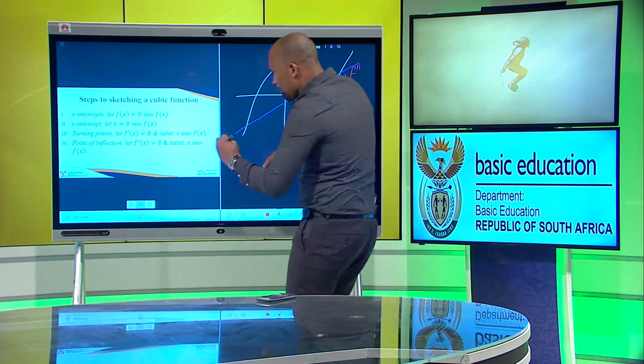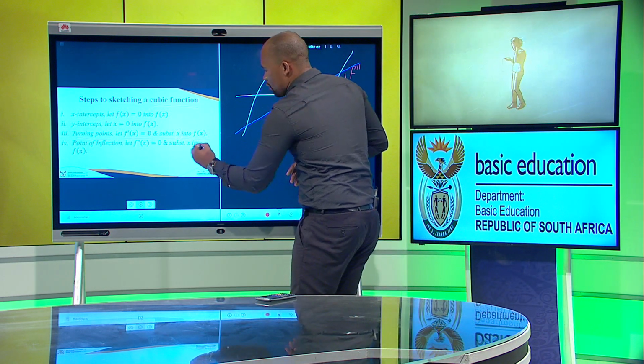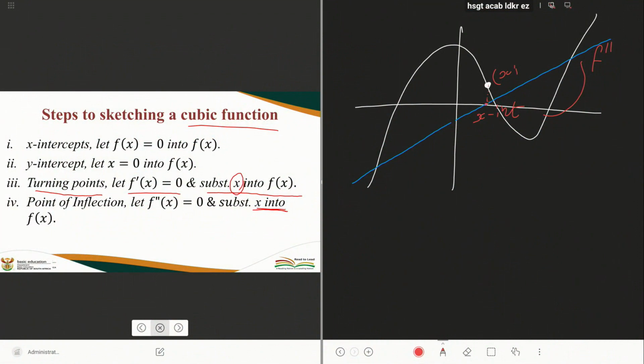So that's why we equate that to 0. Therefore, for me to get the y value, I will take the same x value and substitute it in the place of x in the f of x function. So I will get the coordinates of the point of inflection.